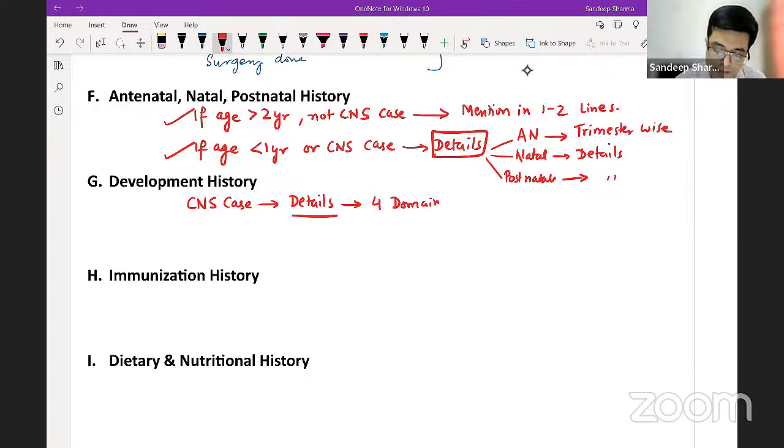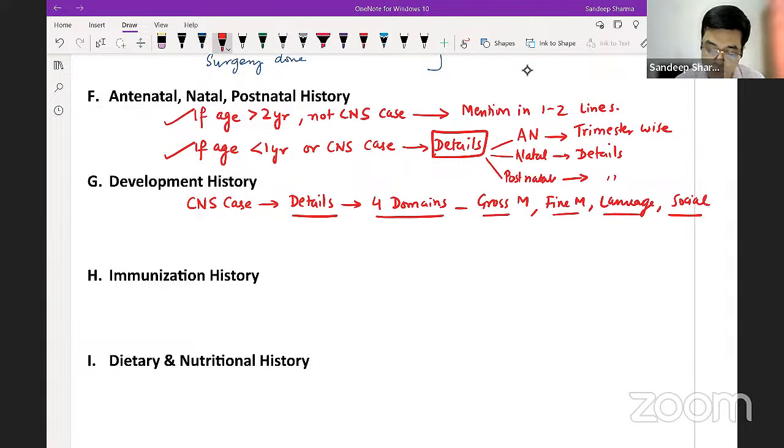When I say 4 domains, you will mention gross motor, fine motor, language, and personal, social, or cognitive milestones, right? And in all these domains, you will mention the age of attainment of major milestones, not all but the major milestones, and what was the last milestone attained, at what age, and whether it is appropriate or not.